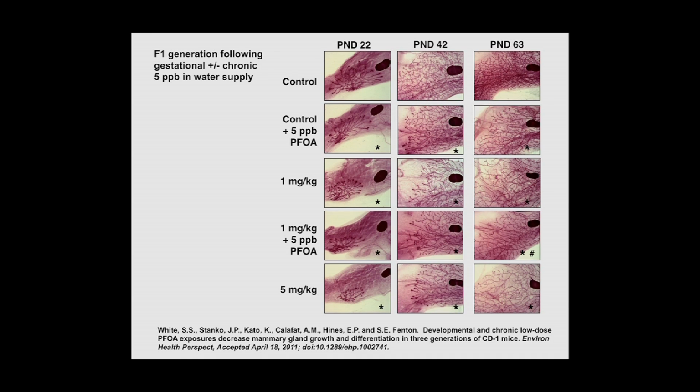If you look at the middle row, that's 1 mg/kg of PFOA. A lot less drastic of an effect, but it's also permanent over the lifetime of those animals. What we did is we gave them, if you look at the second row, 5 parts per billion, which is just higher than what the people in West Virginia and Ohio had in their water supply. We also affected their mammary gland development in those animals by giving that to them in their water.